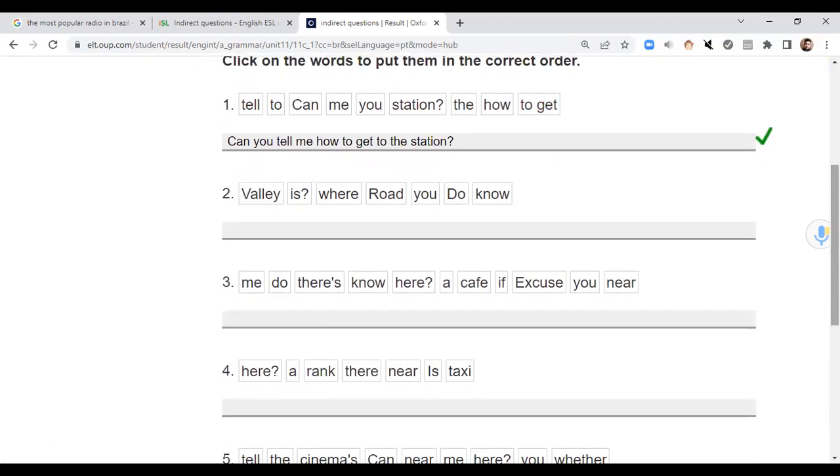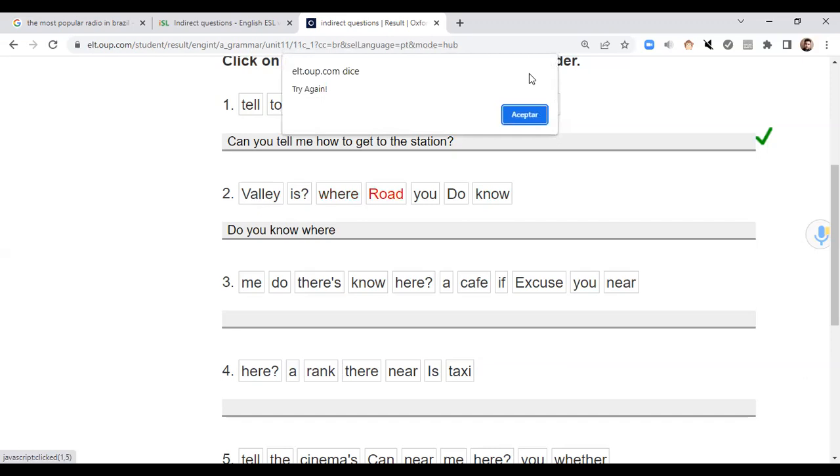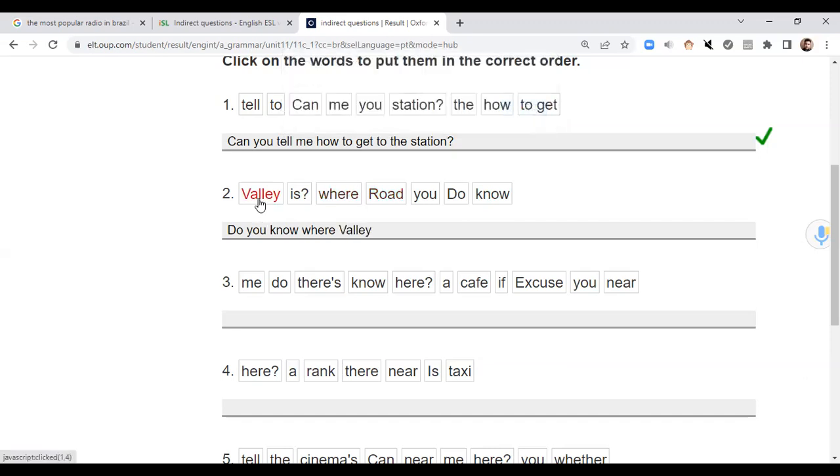And number two, where do you know where is road by baby is? Okay, yeah, but it was good, right? The name is Valley Road. Okay, the next one.